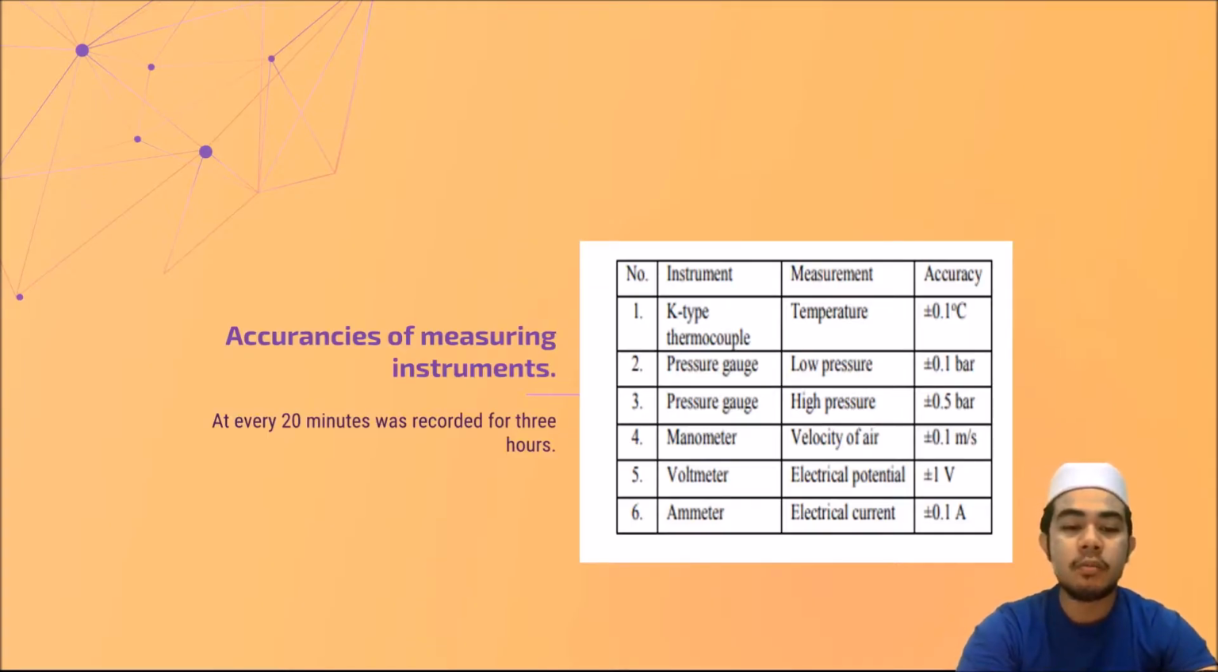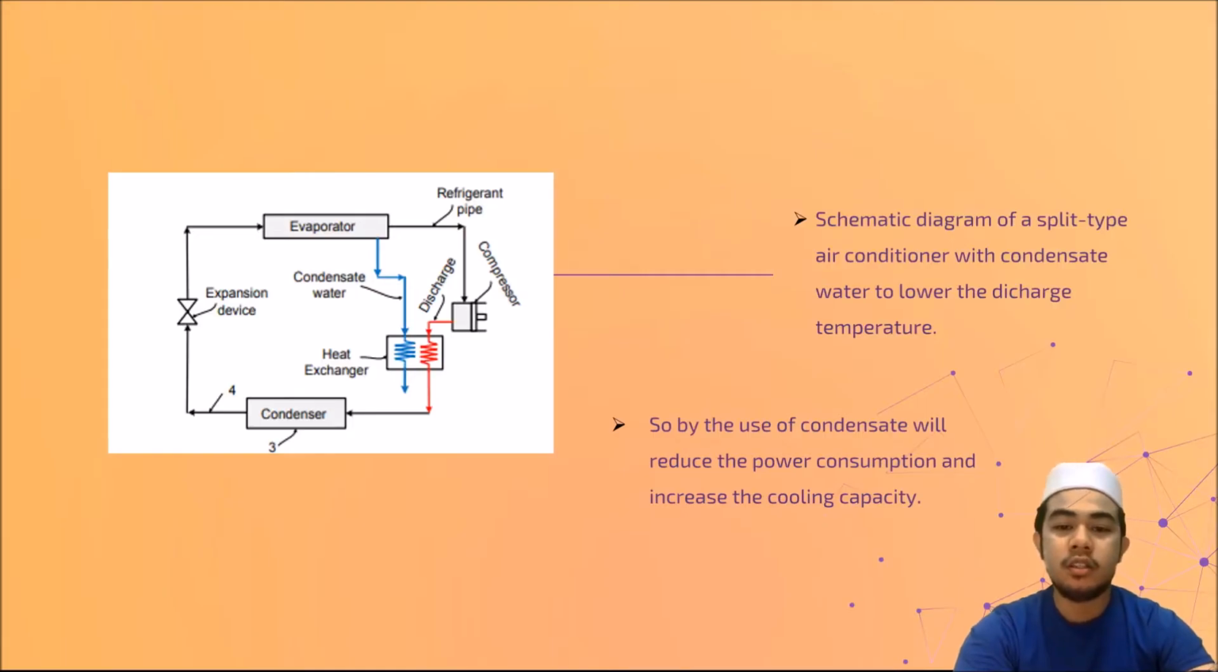This is the table of accuracy of the measuring instruments that we used. The last slide is the schematic diagram of a split type air conditioner with condensate water to lower the discharge temperature. The diagram shows the flow of the air conditioner system. Using the condensate will reduce the power consumption and increase the cooling capacity.